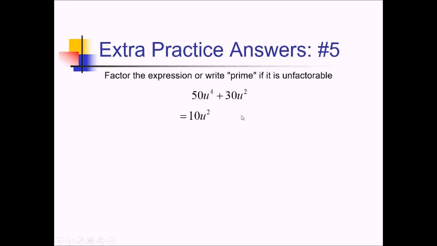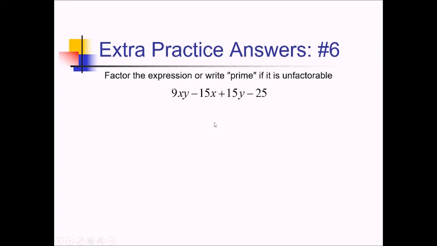And to do this now, we're just going to divide each of these terms by 10u squared and put the leftovers in a parentheses. So 50u to the fourth divided by 10u squared, that's going to be 5u to the second. We're going to subtract the exponents. And then 30u squared divided by 10u squared, the u squareds are completely canceled. 30 over 10 just gives us 3, so this is just plus 3.